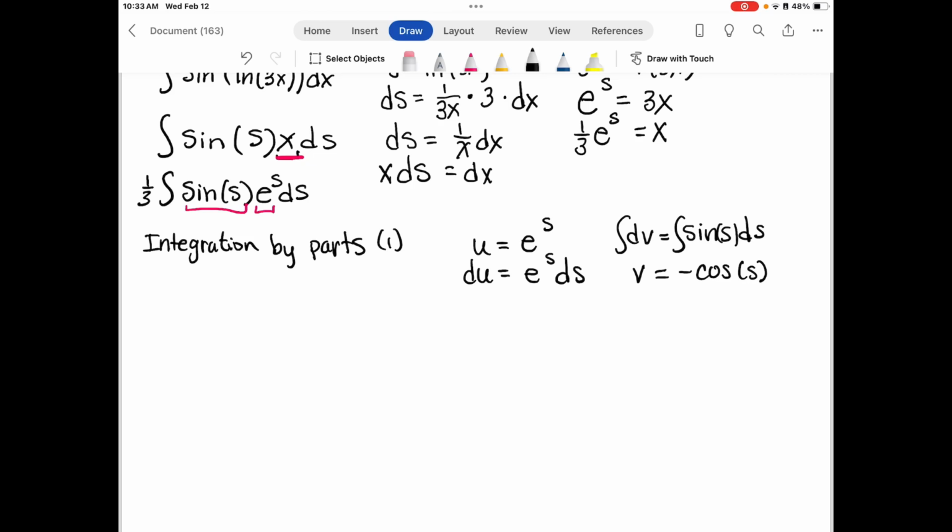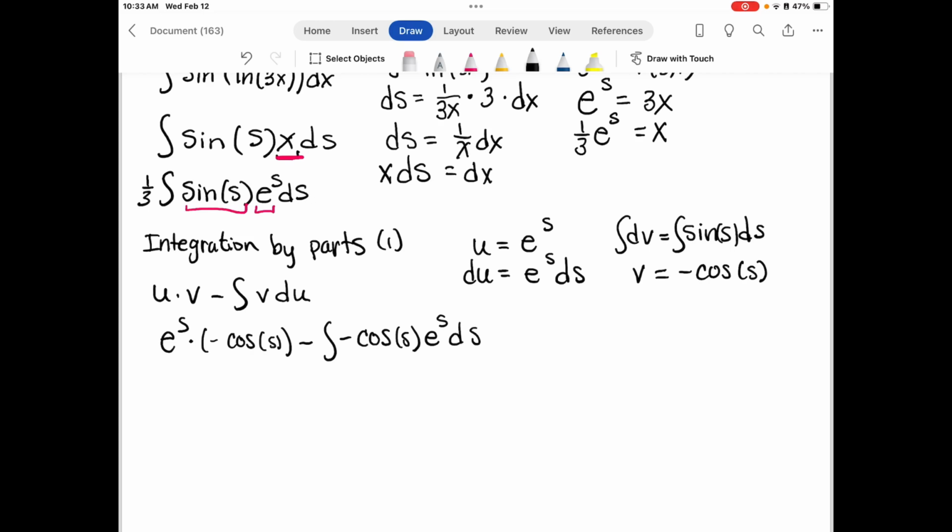So now we have what our u and v values are. So when we do integration by parts, we have u times v minus the integral of v du. So I'm going to substitute everything in. So I have e to the s times v, which is a negative cosine s, minus the integral of v, which is minus cosine s, and then du, which is e to the s ds.